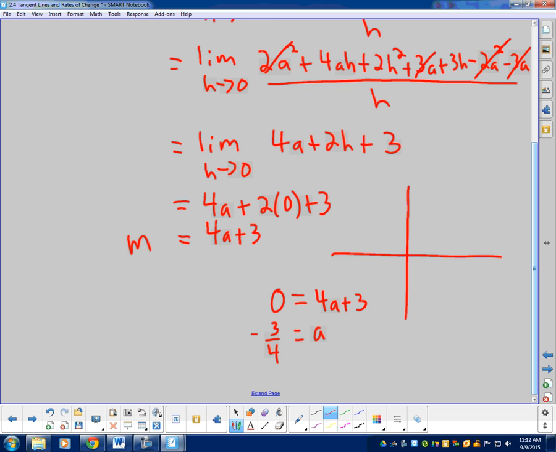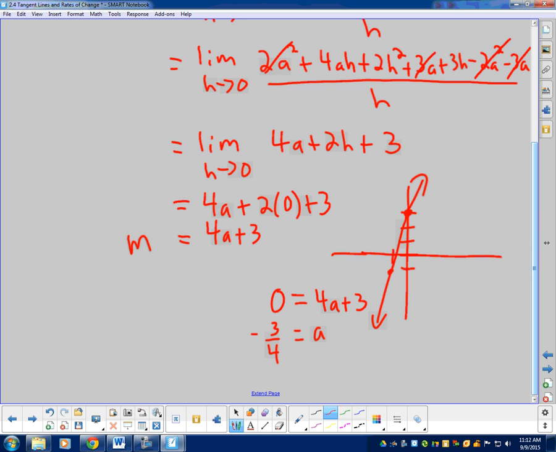So 1, 2, 3 up, slope of 1, 2, 3, 4 down, 1 over, so negative. Should be a little bit more. 1, 2, 3, 4 down, 1 over, so right here. So it's passing through like that. Does that look like an x-intercept of about negative 3/4? So that's what it looks like.